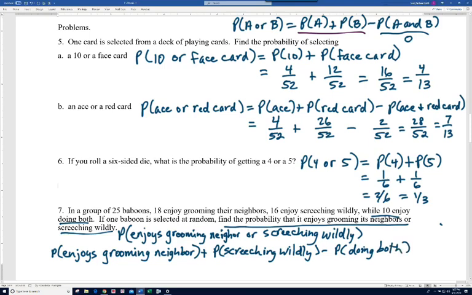All right, so the probability that it enjoys grooming its neighbor, well, there's 25 baboons and 18 enjoy grooming their neighbor, so that's 18 out of 25. Plus the probability they enjoy screeching wildly, there's 16 in that group out of the 25, minus the 10 that enjoy doing both. So that would be 10 out of 25. So let's see, that's 18 and 16. That would be 34 minus 10, which is 24 out of 25.